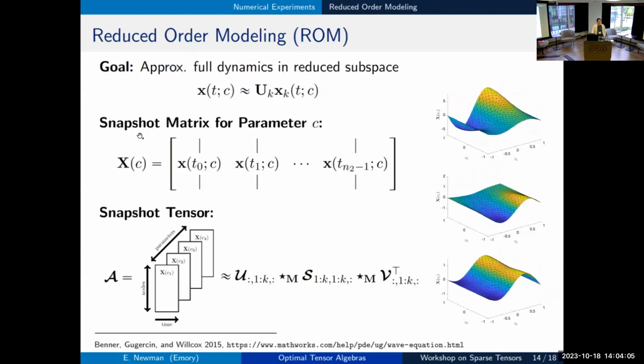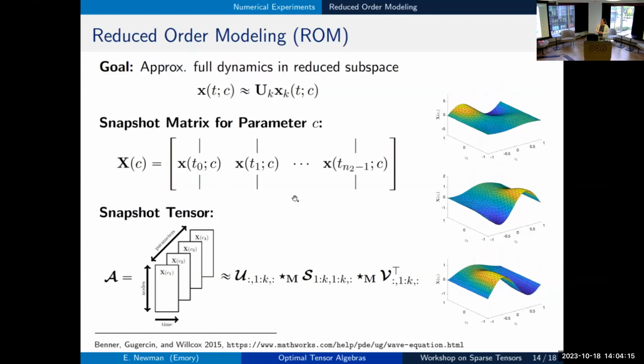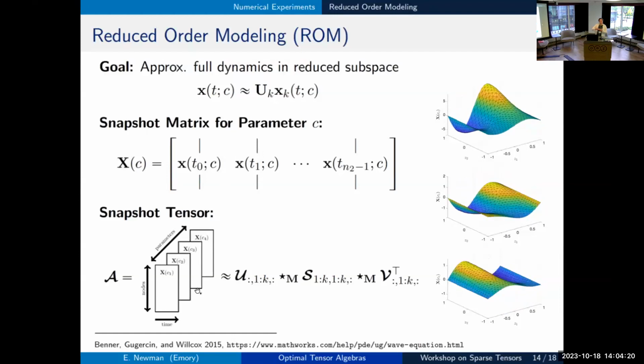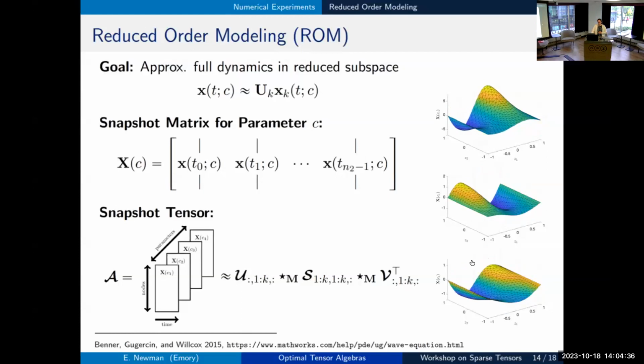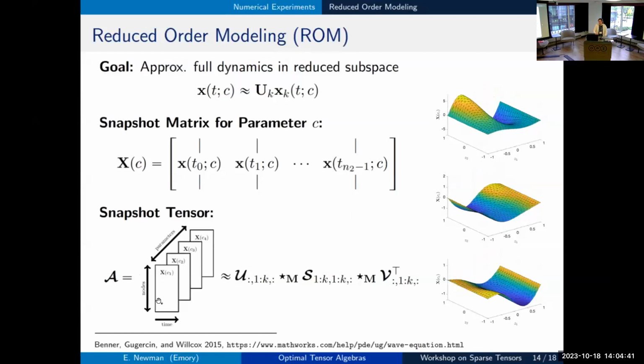Okay. So what we do for building a snapshot matrix is we grab this solution for a fixed parameter, fixed wave speed, at different points in time, and we build a matrix out of that. And then we're going to turn this into a snapshot tensor by stacking those snapshot matrices as frontal slices, okay? And what you see here is that there is some difference in the behavior because of that wave speed, but there's also a lot of commonality for the different solutions. Okay? So we're hoping that if we take a low rank approximation to the snapshot tensor, we can get a good basis, this U here, for our data, okay? So let's see some examples of that.